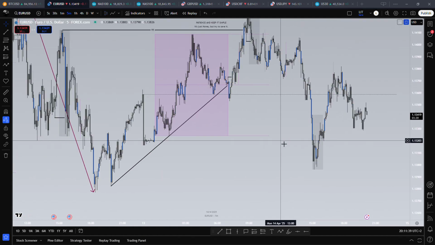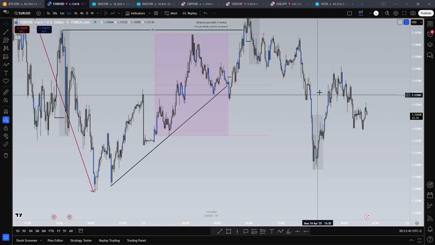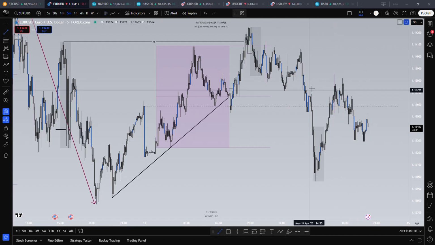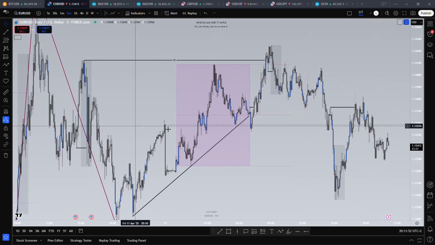And then in the afternoon, we had this move here. The break of structure was here, and I didn't look for anything here, so no trades for today.